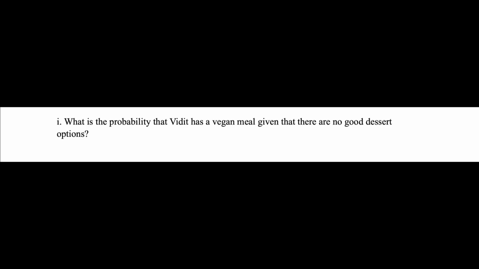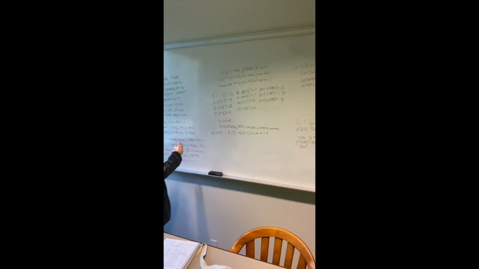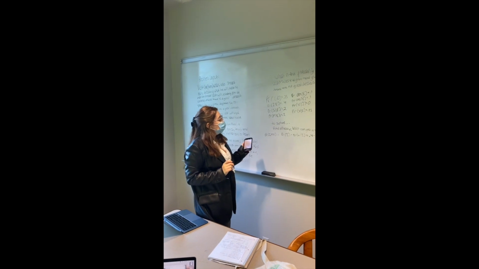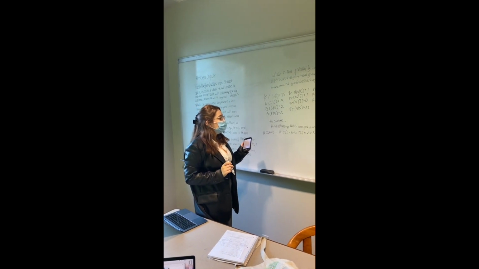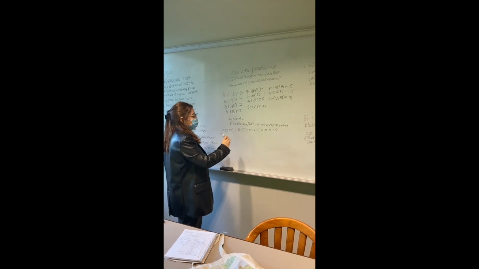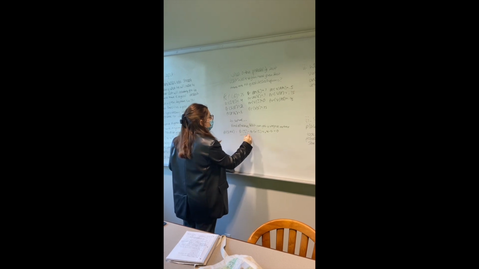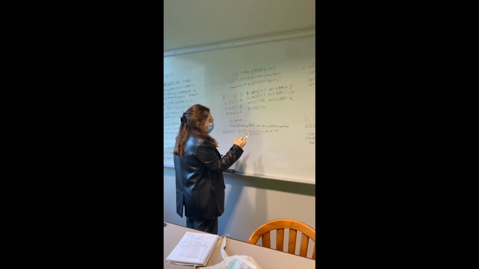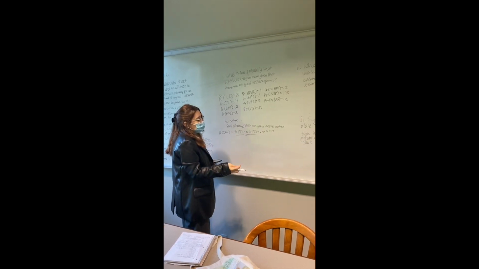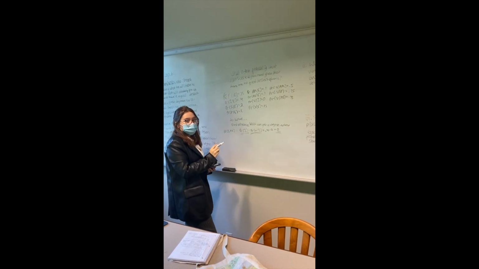The first part: what is the probability that Vidit has a vegan meal given that there are no good dessert options? I went ahead and wrote out all the probabilities listed in the problem layout. To solve, we have to find all the ways that Vidit can get a vegan entree. So you find the probability of it being an Italian entree times the probability of it being vegan given Italian, and then we're going to add it up for each case.